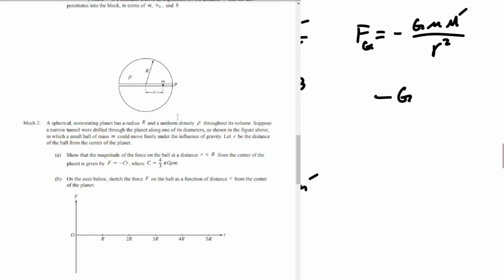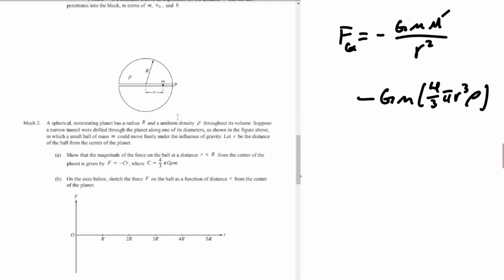So I'm going to sub in my m prime here. And the reason why this negative is here is only because the College Board says so. Normally it'll be positive. This just matters where you define negative and positive. I'll explain it later why they put a negative instead of a positive, and it'll hopefully make more sense. So G little m times, well, we said m prime was 4/3 pi r cubed rho over r squared, right? So r cubed divided by r squared just leaves me with r. So I'll rewrite that as G m 4/3 pi r rho, right?